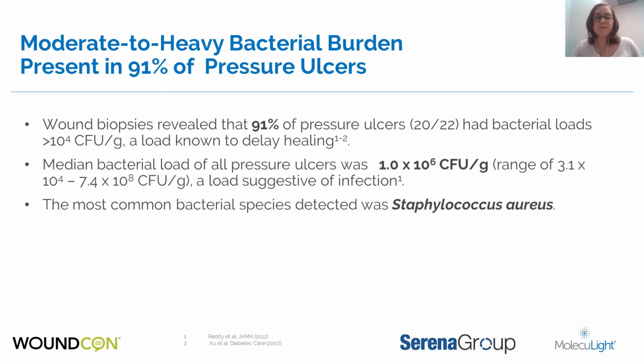So this study revealed an alarming presence of bacterial burden in pressure ulcers, specifically that 91% of the pressure ulcers in the study had bacterial loads above this level that's known to delay healing at 10 to the 4 CFU per gram. Furthermore, the median bacterial load of the pressure ulcers was 10 to the 6 CFU per gram, and that's a load that is often suggestive of infection. The most common bacterial species was detected as Staph aureus, which is very common across wound studies.